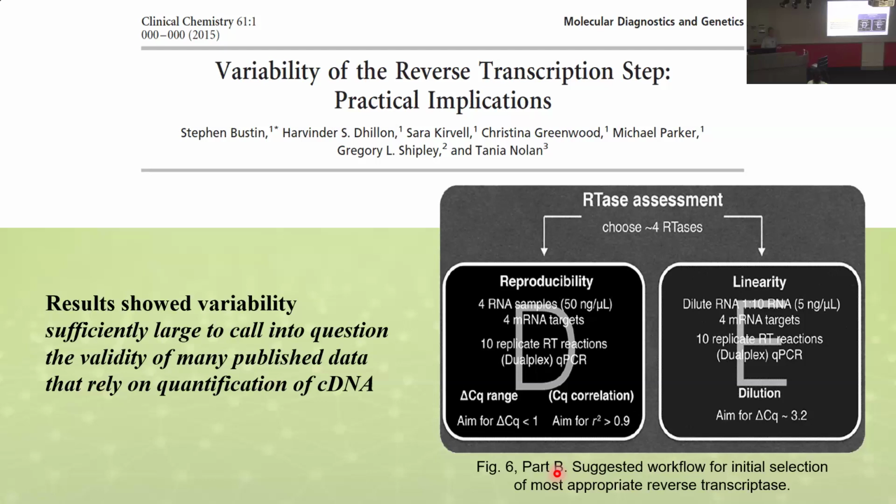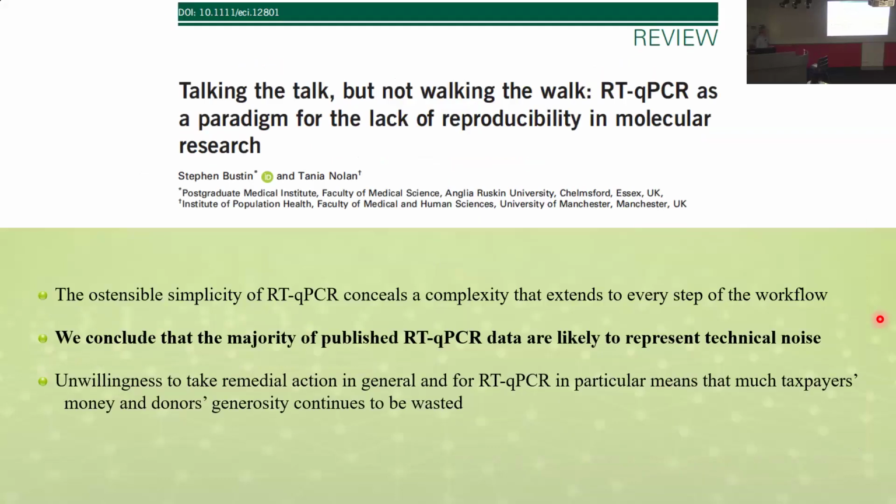Summarizing it, results showed variability sufficiently large to call into question the validity of many published data that rely on it. Now, there were a lot of recommendations in this paper. This little section here was their idea of how to optimize for an RT enzyme. You had to buy 4 of them, and you had to do a whole lot of work. And nobody does that. Nobody does it. Okay, talking the talk but not walking the walk.